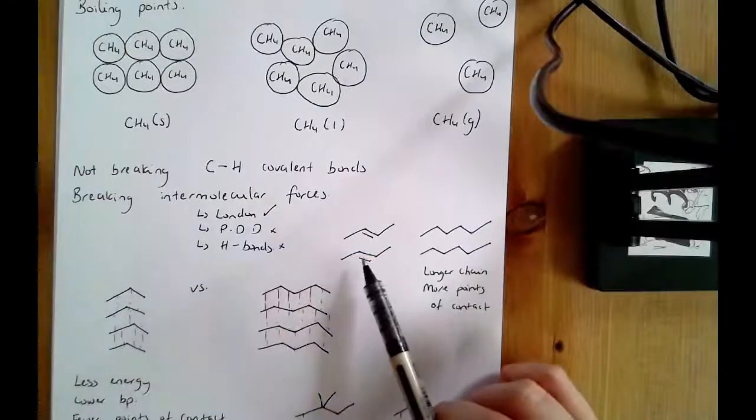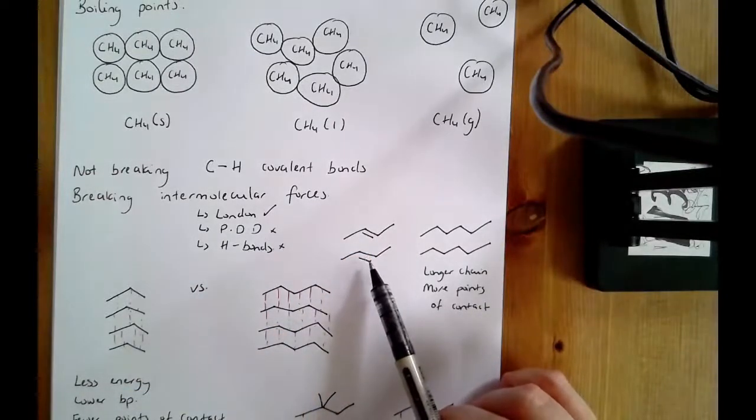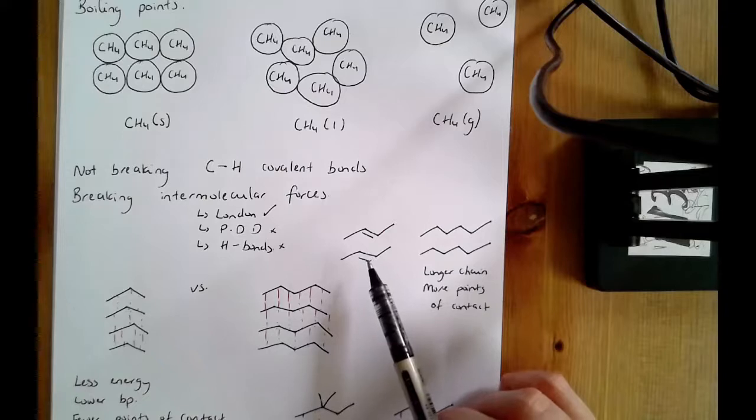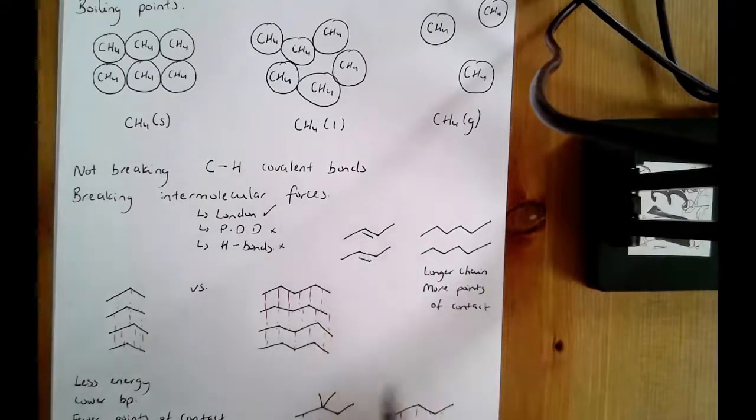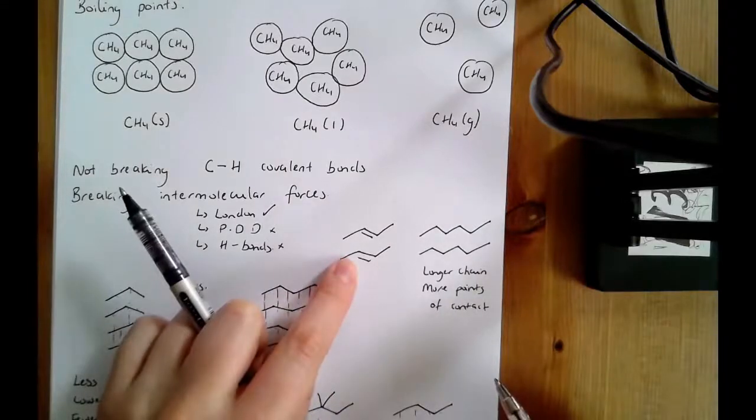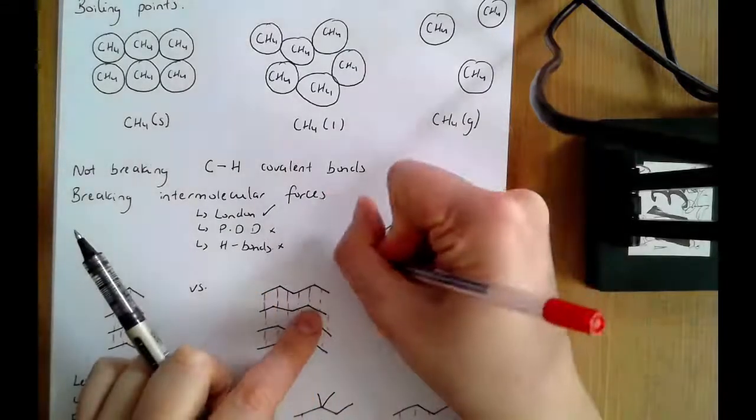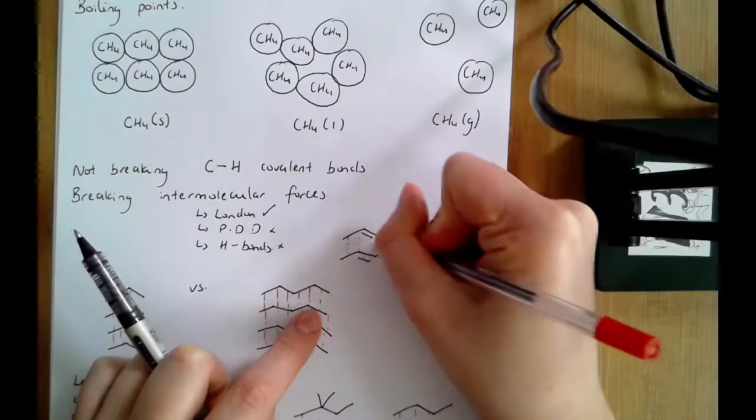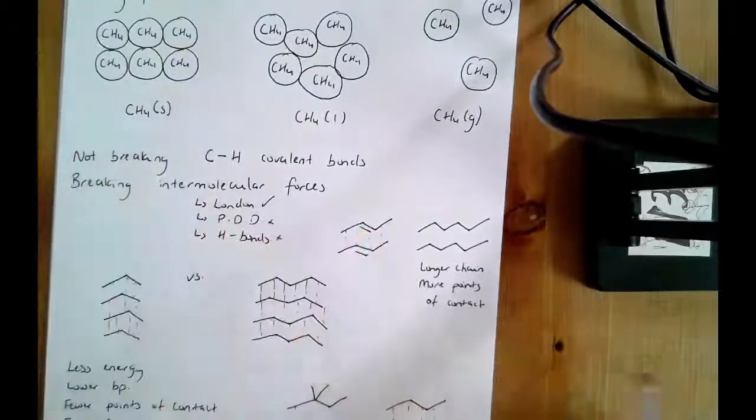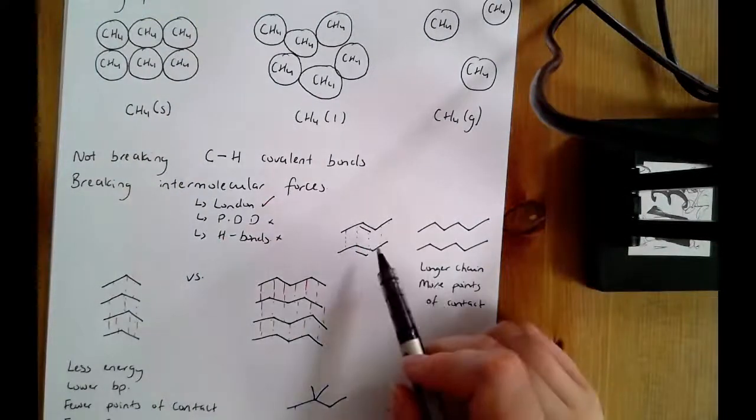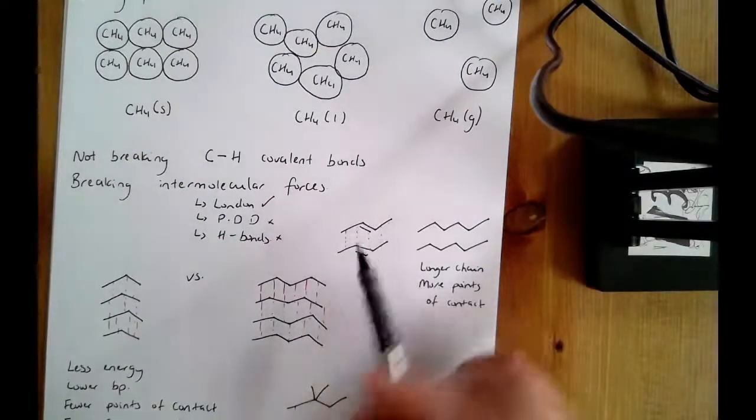You're not breaking that carbon double bond carbon. So it doesn't matter how strong it is. All you're doing is separating the individual molecules. So if I want to boil butane, it doesn't matter that you've got that double bond there because you're not breaking it. All you're doing is separating out the two butane molecules. All you're doing is overcoming the London forces.